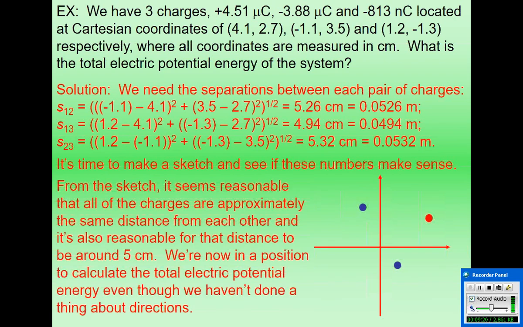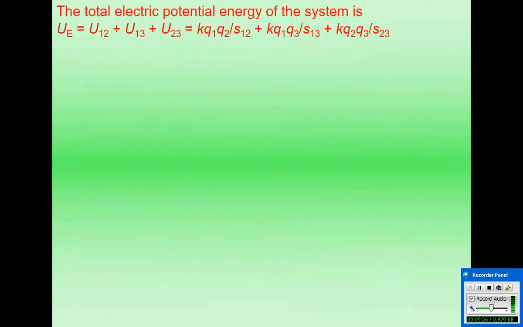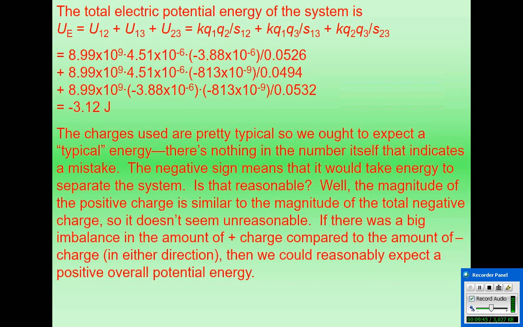Now we can calculate the total electric potential energy. Like I said, we don't have to touch direction at all, thank goodness. But we do have to add up the separate electric potential energies to get the total potential energy of the system. So we look at kQ1Q2 over S12 plus kQ1Q3 over S13 plus kQ2Q3 over S23. And we can plug in our numbers, and we get negative 3.12 joules.